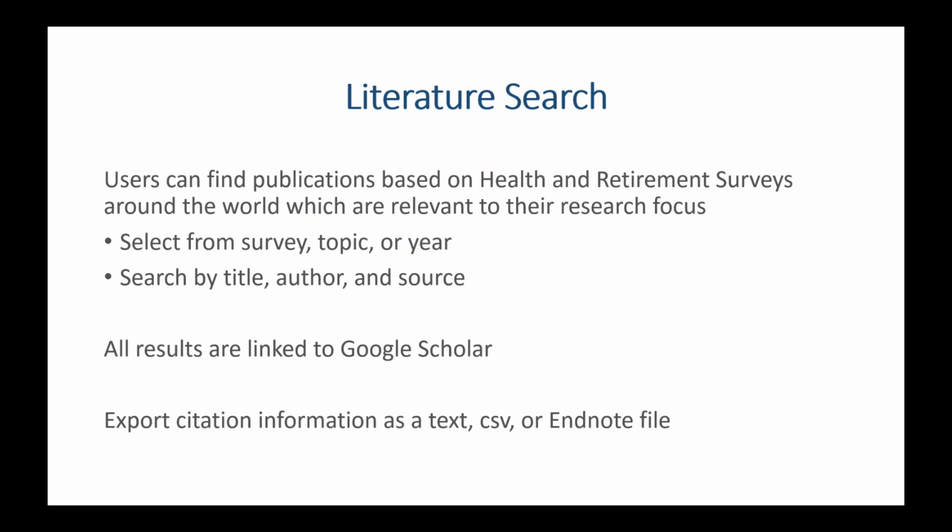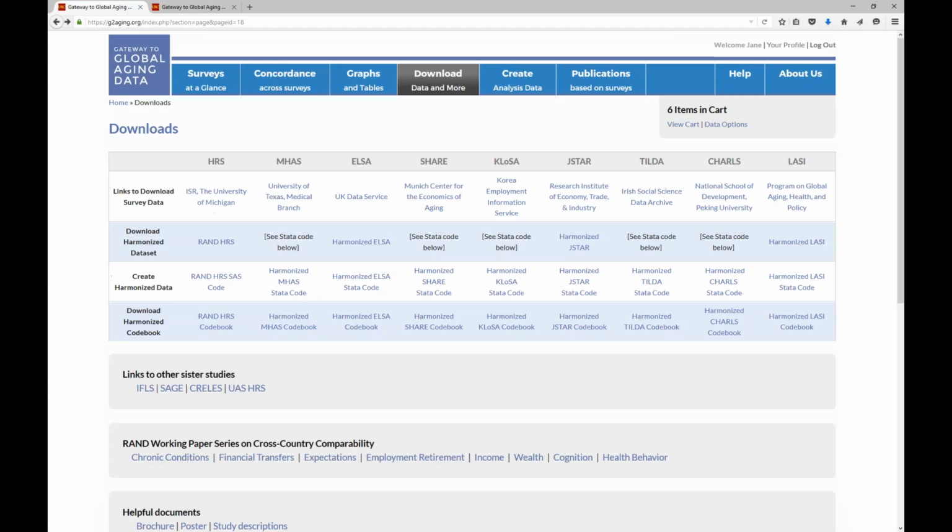The last thing I will briefly mention as we wrap up is our newest feature, which is a literature search. So users can find publications based on health and retirement surveys around the world, which are relevant to their research focus. You can select from survey, topic, or year. You can search by title, author, or source. So this is our last tab here, which is publications based on surveys.